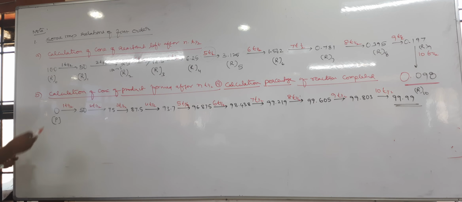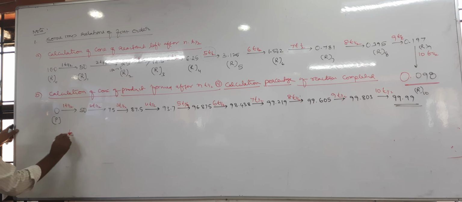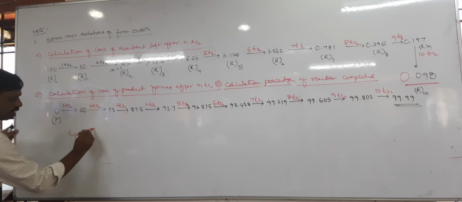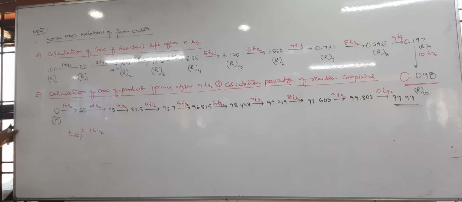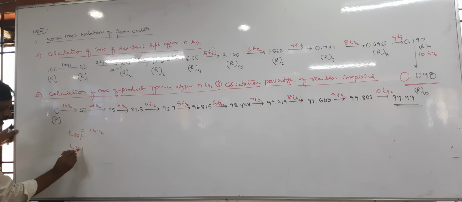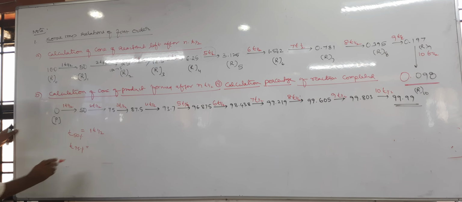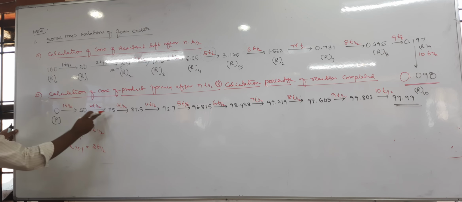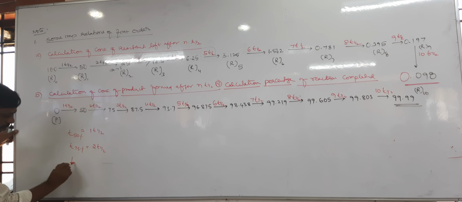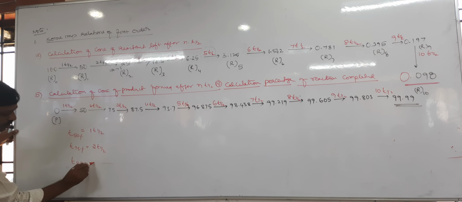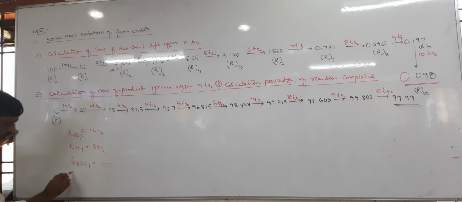Now quickly from this, can I write t 50%? It means the time taken to convert 50% of the reaction equals what? Can I take 1 t half? The time taken to complete 75% is how many? 2 t half. Next, what is the time required to complete 87.5% reaction? That is 3 t half.